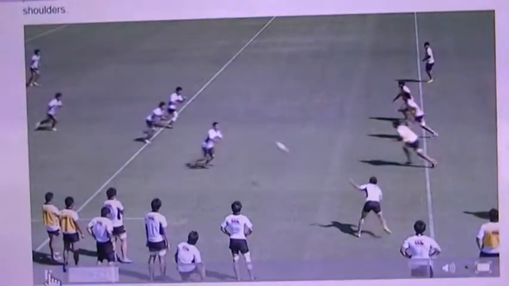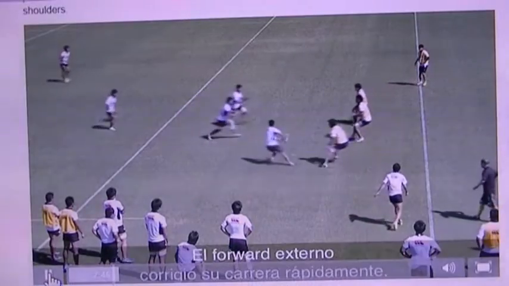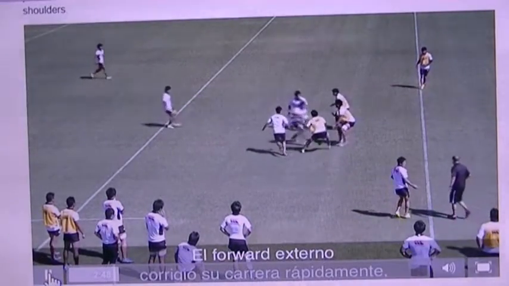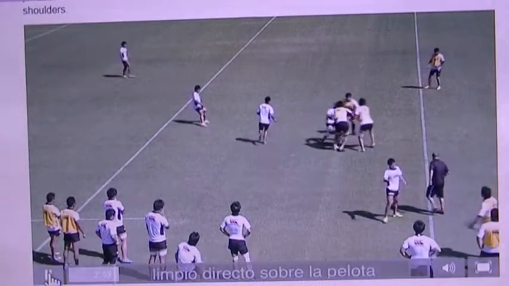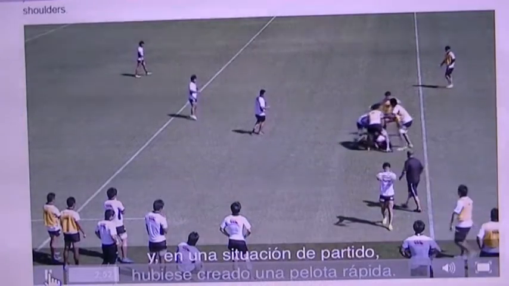So that's good work there, very good work. Took the short ball, the outside runner adjusted quickly, cleaned out straight over the head of the ball, and would have created a quick ball in the game situation.